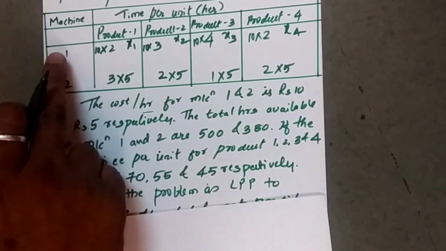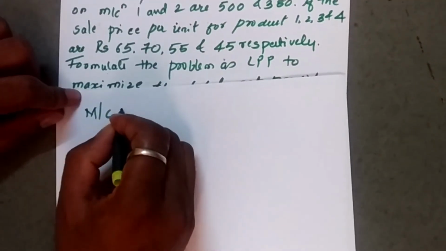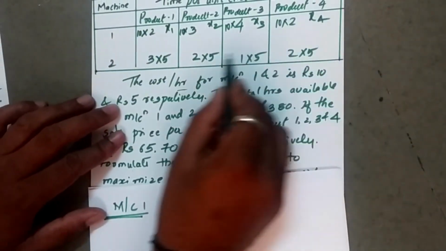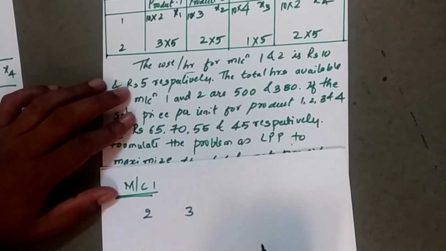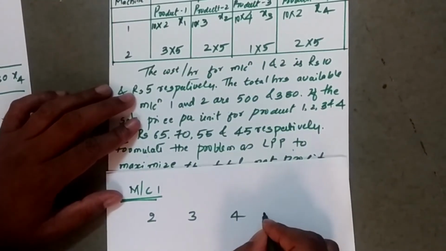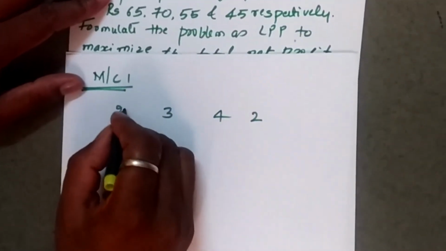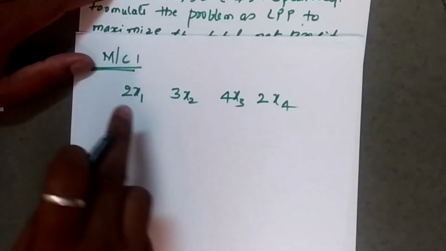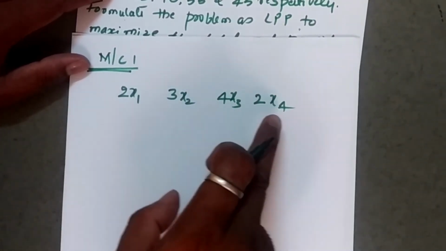Correct? So now write it again. The first constraint is on machine 1, which is available for 500 hours. So the total I'll write it. 2 hours for product 1, 3 hours for product 2, product 3 required 4 hours, product 4 required 2 hours. Okay, this is for a single unit. Now for the variables x1, x2, x3 and x4, this is the total time for product 1, product 2, product 3 and product 4.